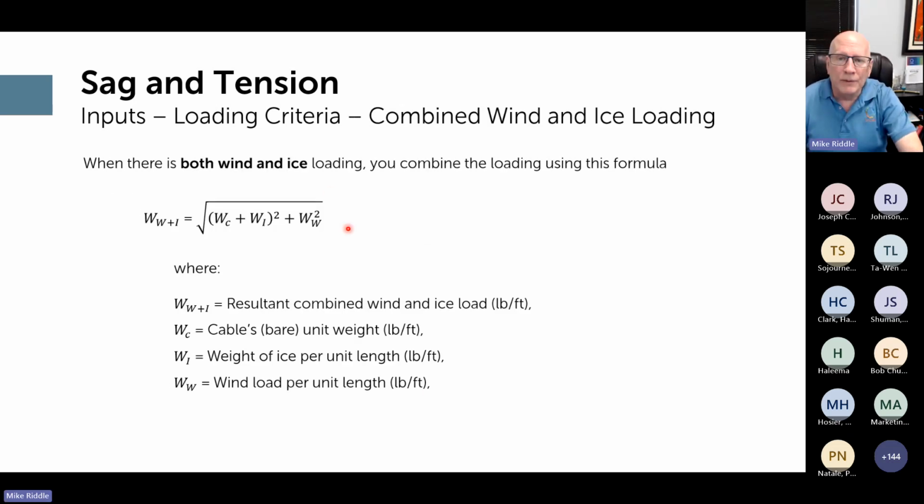If you have both, you need to use a different formula to add them correctly. You can't just add the wind load and the ice load together. Instead, you need to use this formula. It's the square root of the cable's bare weight plus the weight of the ice, squared, plus the wind loading squared.